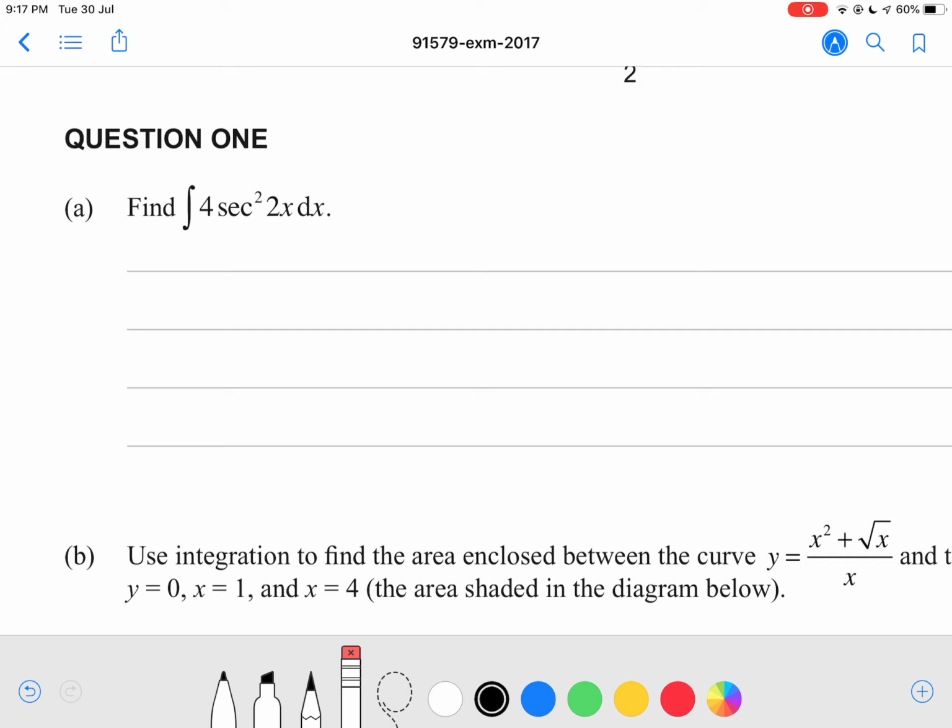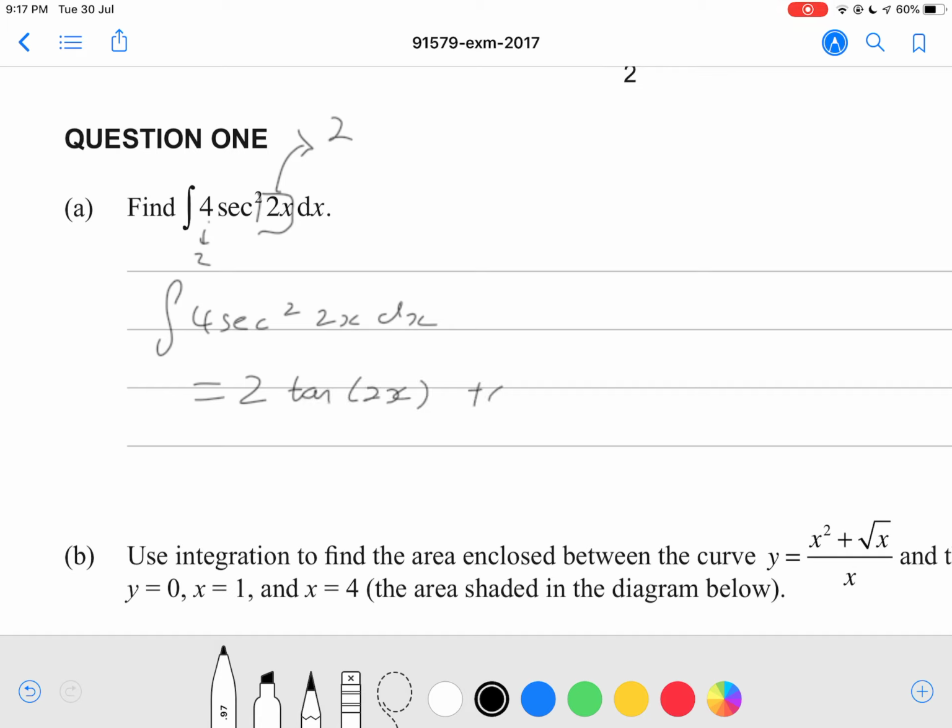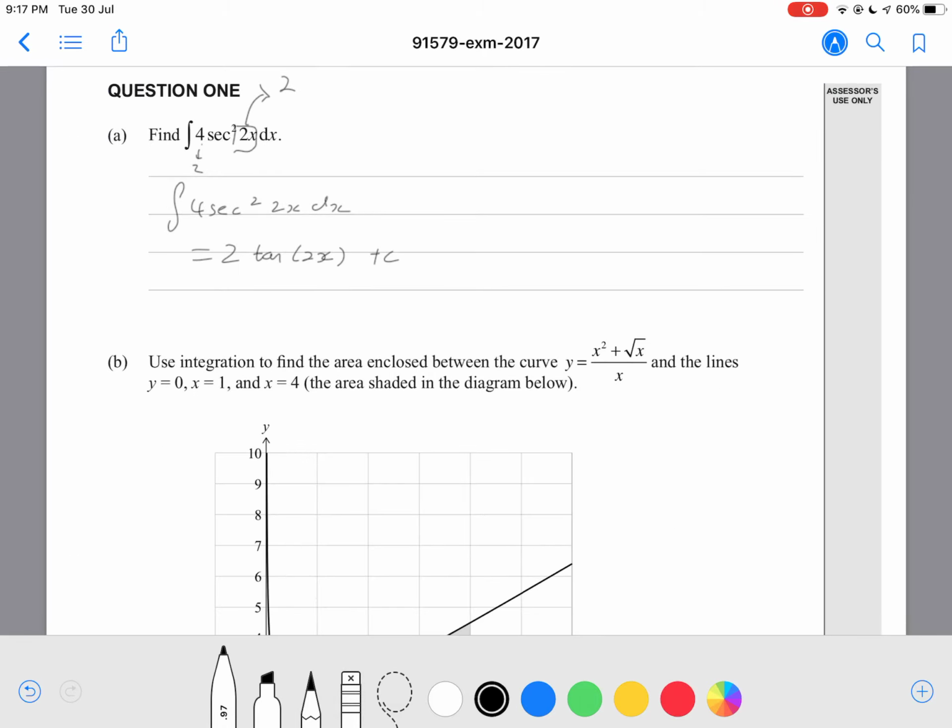You have 2x, and the derivative of 2x is 2. So therefore, this 4 needs to be divided by 2, so that becomes 2 tan of 2x. So the integration of 4 sec squared 2x dx equals 2 tan of 2x plus c. Don't forget the plus c. That is very crucial to getting the maximum grade, which is achieved. It's really important that you don't forget the plus c at the end. That's an achieved question, by the way.